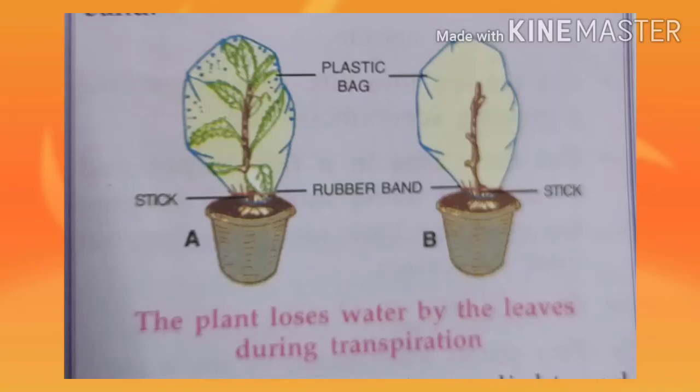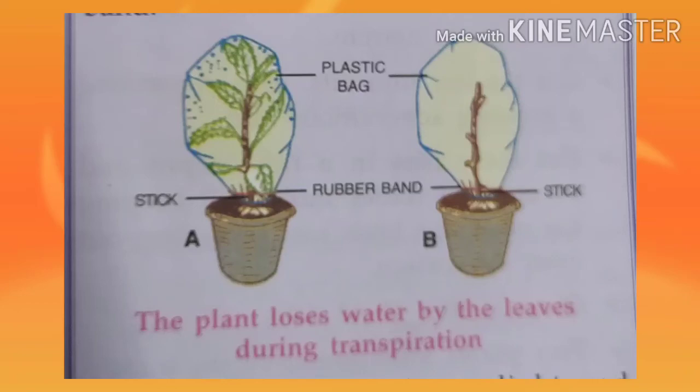Now place the plants in sunlight and observe after 4 to 6 hours. You will notice that water drops have appeared on the inner surface of the polythene bag over the plant in which branches and leaves are there, while no water drops appear in the polythene bag on the plant where you have removed all the leaves and branches. So this setup indicates that most water from the plant is evaporated from its leaves.